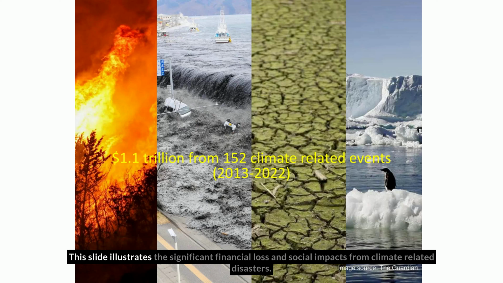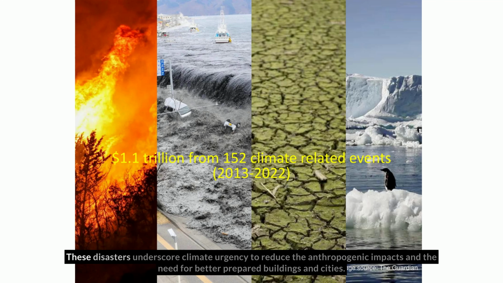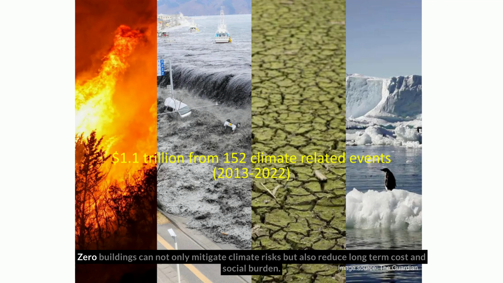This slide illustrates the significant financial loss and social impacts from climate-related disasters. 152 climate disasters over a decade, ranging from wildfire, flooding, drought, and sea level rise, caused $1.1 trillion in losses. These disasters underscore climate urgency to reduce the anthropogenic impacts and the need for better prepared buildings and cities. Zero buildings can not only mitigate climate risks, but also reduce long-term cost and social burden.